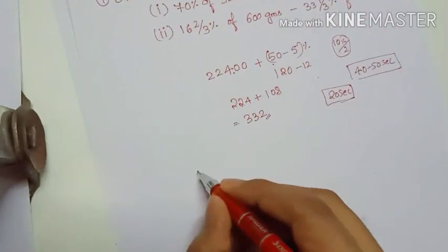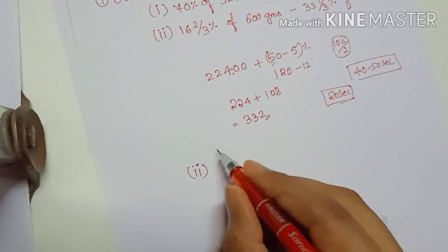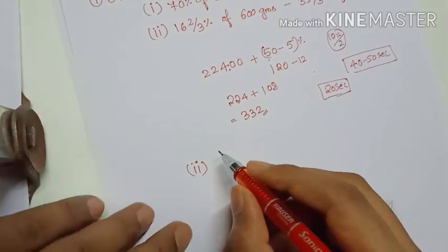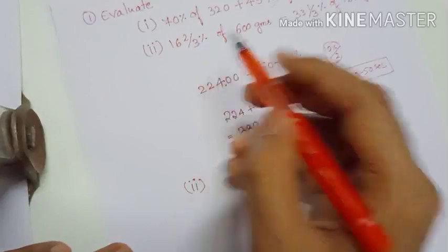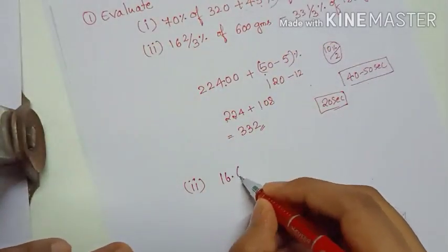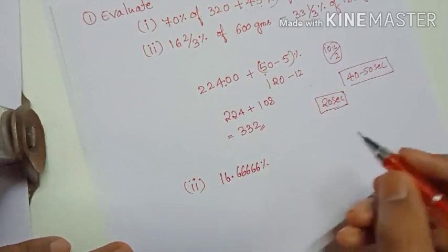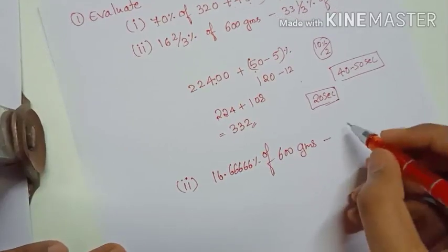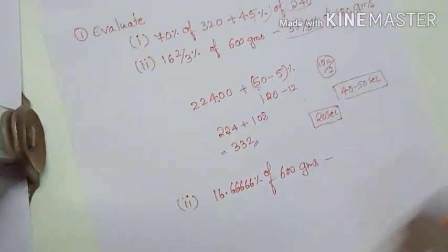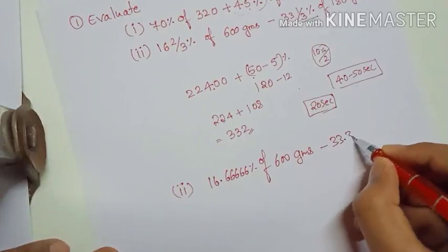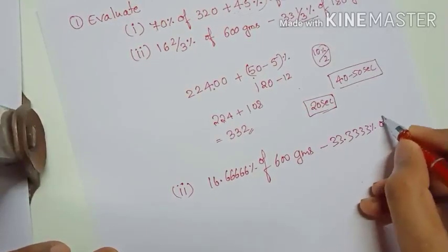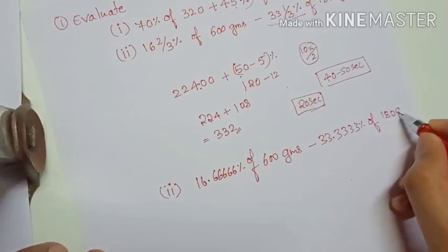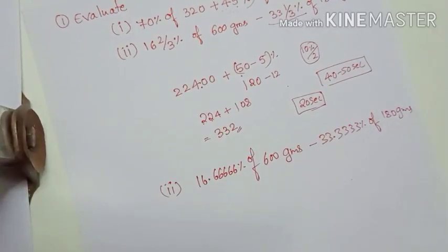Okay, very good. Now we are going to solve the second one. Listen here: 16 2 by 3% of 600 grams, minus 33 1 by 3% of 180 grams. This is a very direct question. 16 2 by 3% stands for 16.6666%, and 33 1 by 3 is 33.3333%. They have given us 30 seconds, but we are going to solve this problem within 10 seconds.